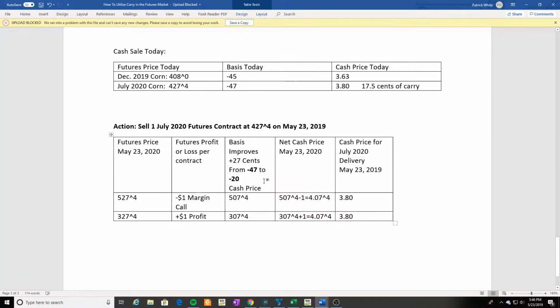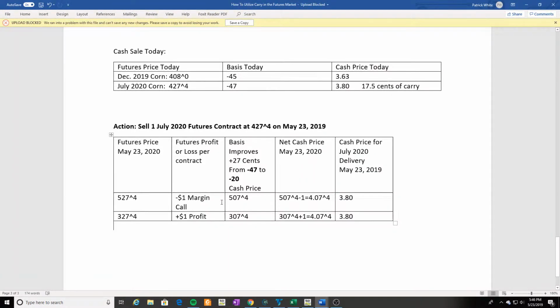But having a futures account gives you an opportunity to use your bins to their fullest capacity, because instead of getting the 17.5 cents of carry that you could get up here, that would be about 44 cents of carry just using your futures account. You would add the 17.5 cents you got up here with the 27 cents down here. And that would give you about another 44 cents, and it'll pay for a bin pretty quickly. And 407.5 cash corn really will keep your banker happy.